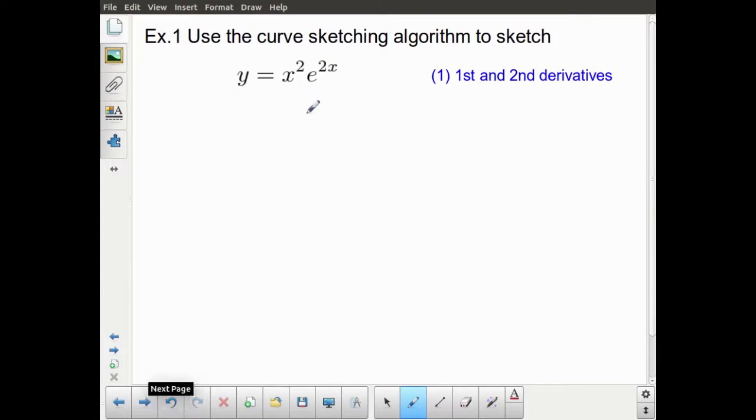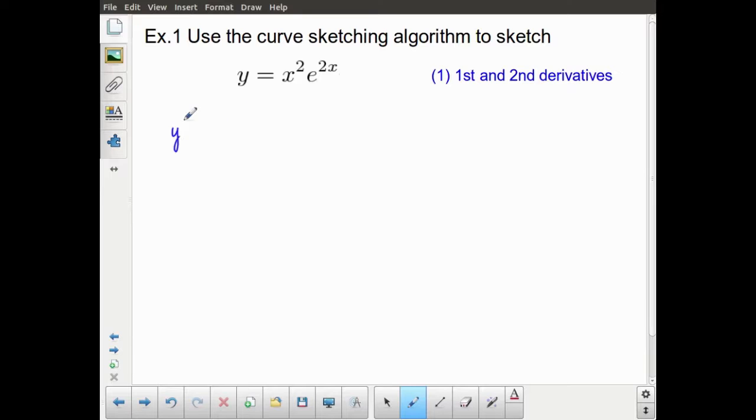So let's go ahead. We're only going to do this one example, but you're going to see that this is fairly involved. There's quite a bit that we have to do here. So the first thing is we've been asked to use the curve sketching algorithm to sketch this. Now, the curve sketching algorithm is a guideline. It's not a hard set of rules in the sense that you have to follow it in any particular order. You need to make sure that you enlist the tools that are required for you to get the job done. So I'm going to start here by taking the first and second derivatives of the expression that I have.